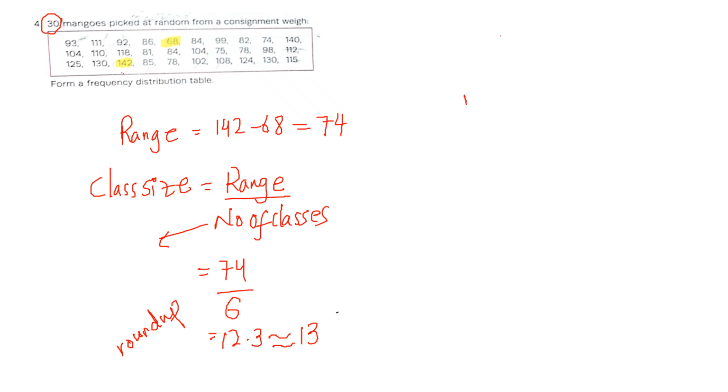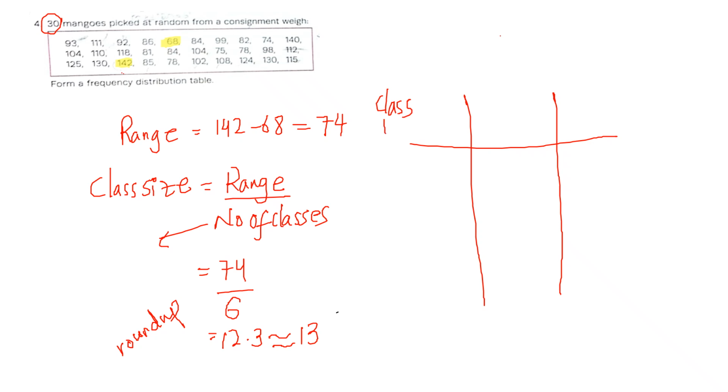Now I need to create a table. In this table I will keep class interval in the first column, tally marks in the second, and frequency in the third, right? The class intervals will start from the smallest value that you identified in the data, and the smallest value here was 68. So you will write 68 here. Now what is the class size? The class size is 13 units, right?